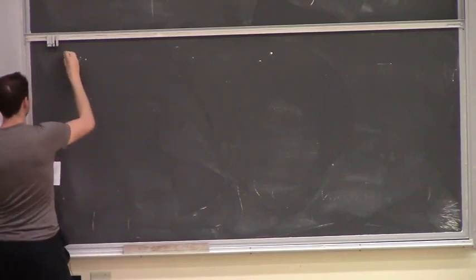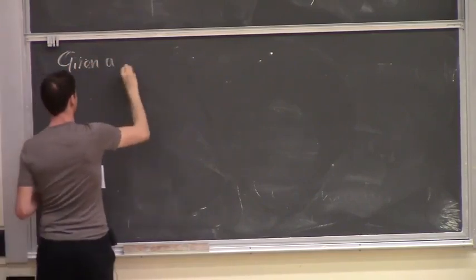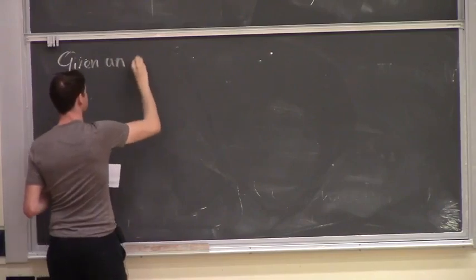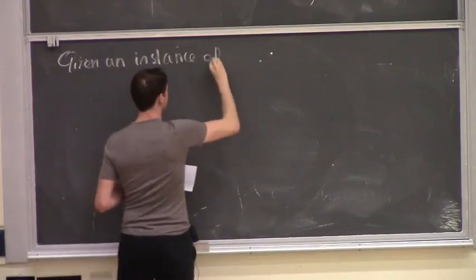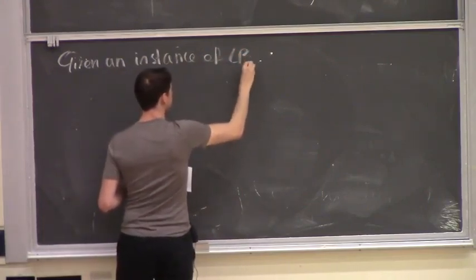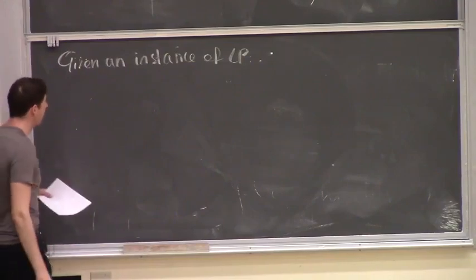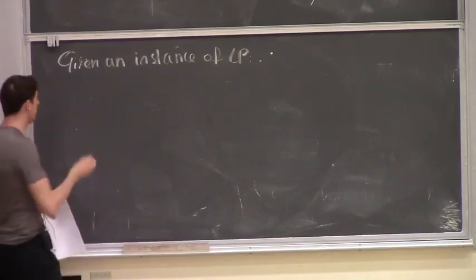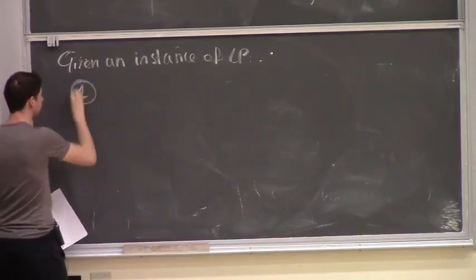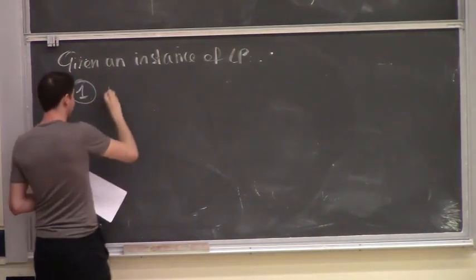Okay, so given an instance of linear programming, somebody gives me an objective function and a bunch of constraints. There are various things that can happen. One, it could be that there are no solutions.